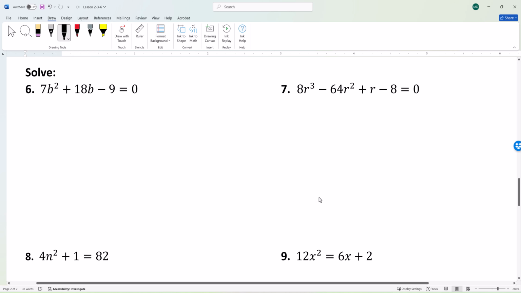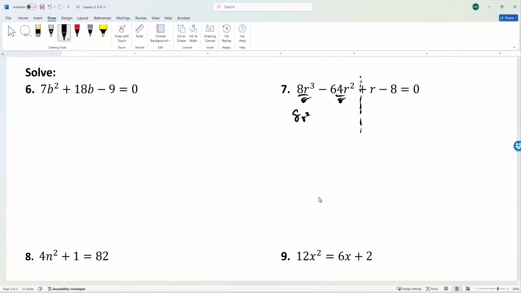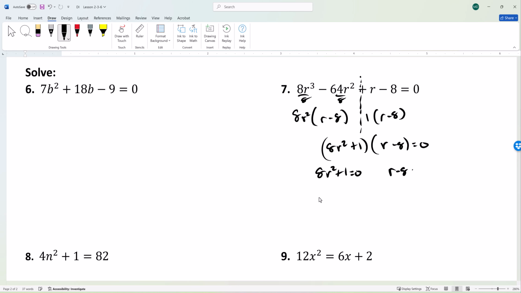So now go into solving some of these. This is a factor by grouping. So we have 8 and we have r squared. And then that's just a 1. So this is 8r squared plus 1 times 8 minus r. So setting each of these equal to 0, you get 8r squared plus 1 equals 0, and r minus 8 equals 0. Well, this one you get r equals 8.